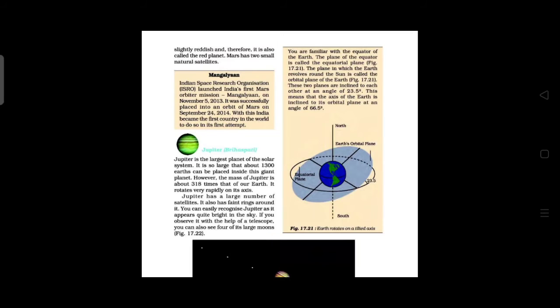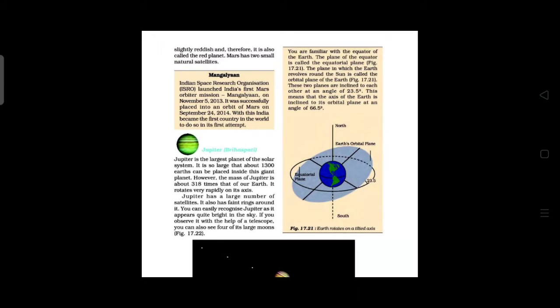Then Jupiter. Brihaspati, okay? Jupiter is the largest planet of the solar system. It is so large that about 1300 Earths can be placed inside this giant planet, okay? The mass of Jupiter is about 318 times that of our Earth. It rotates very rapidly on its axis, okay?